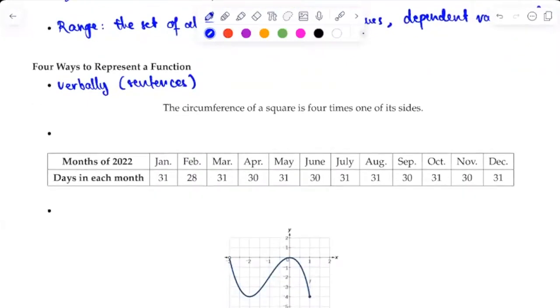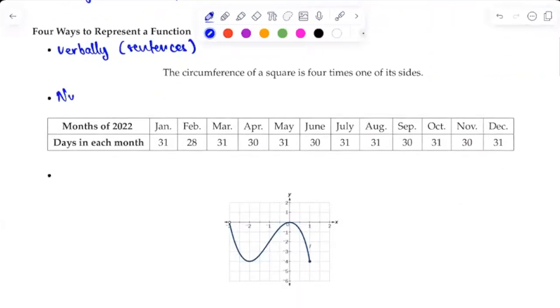A second way to represent a function is through tables of values. It's called numerically. Tables of values.